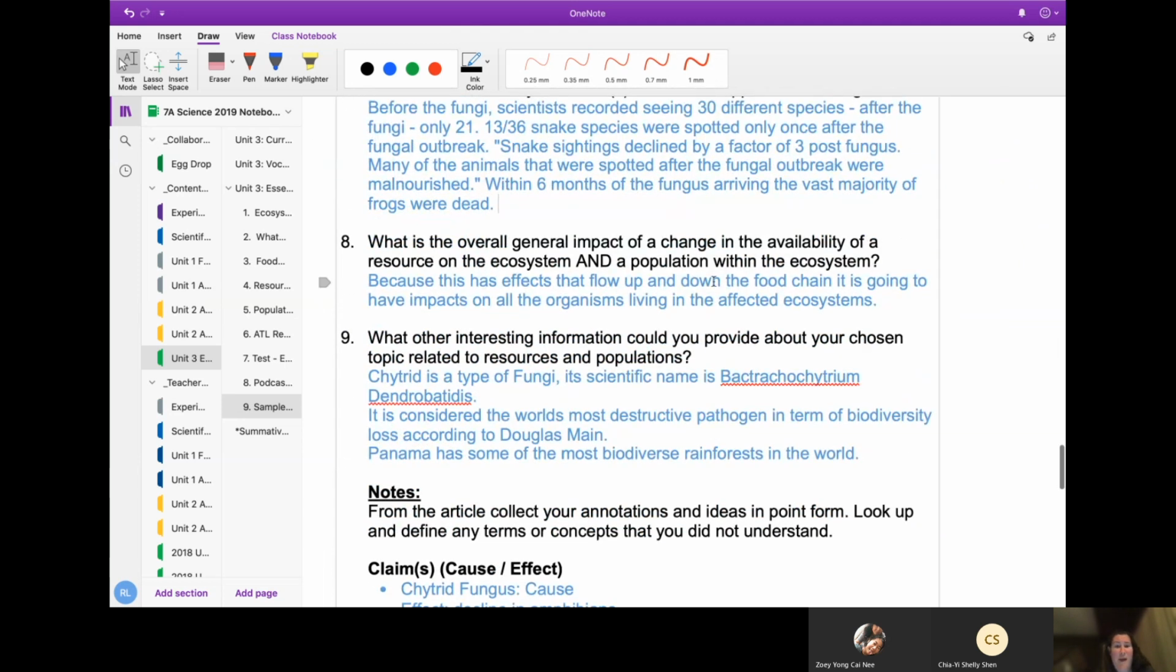What's the overall general impact of a change in the availability of the resource? Well, in this case, it's affected the entire food chain. It's going up and back, up and down. It's having multiple different effects, but it's causing a decrease in population for various organisms. So I might even add that as causing.